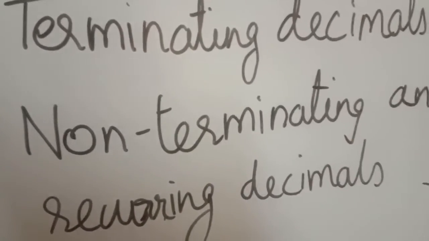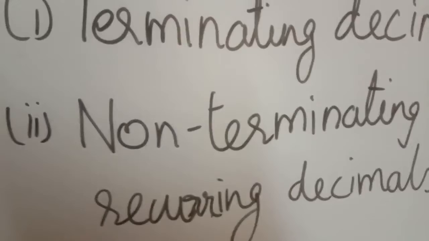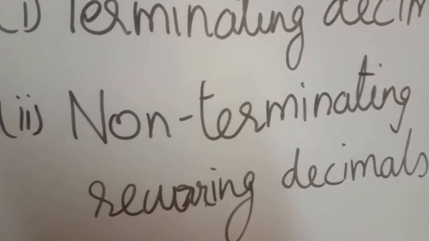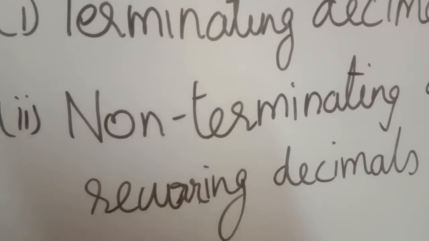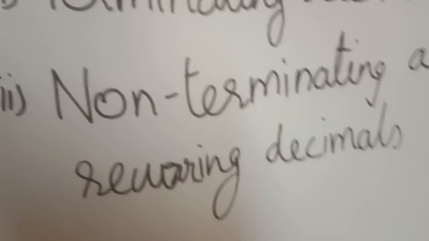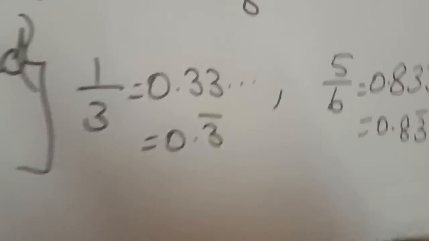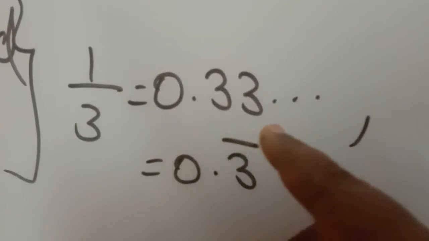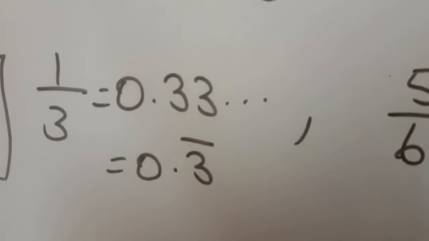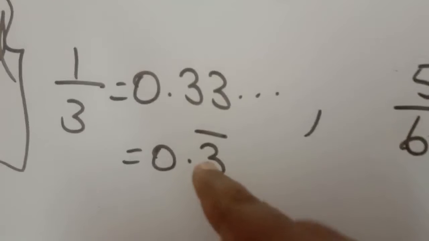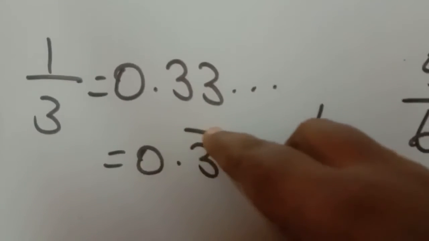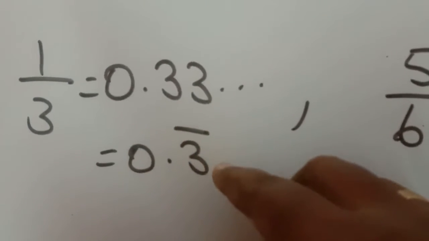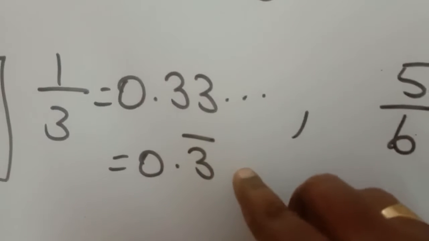Non-terminating means non-stop, it is going on. What is the meaning of recurring? R-E-C-U-R-R-I-N-G. Recurring means repeating. Some numbers will be repeated in the same order. For example, 1 by 3. If we divide, we will get 0.33333. How many 3s can we write? Up to infinity. So which number is repeating? We put a bar here. So 0.3 bar.